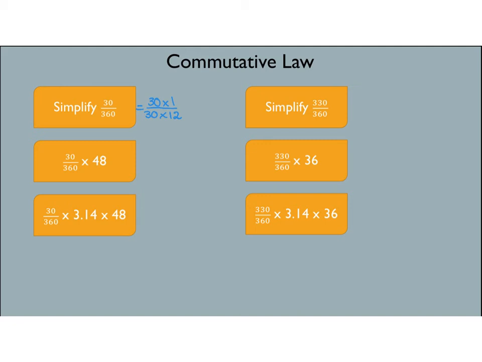So what I've done for this first one here is I've noticed that 30 goes into 30 and 30 goes into 360. So what I'm about to do now is I'm going to divide the top by 30. 30 divided by 30 is 1. And I'm going to divide the bottom by 30 again. 360 divided by 30 is 12. So this fraction here cancels down to 1/12.